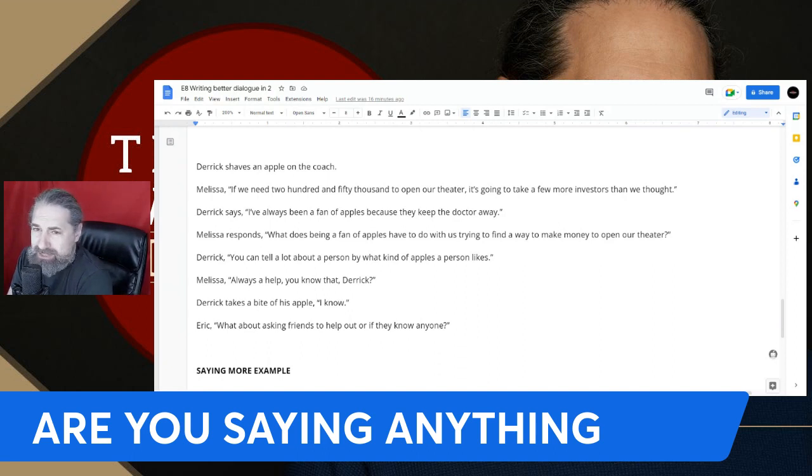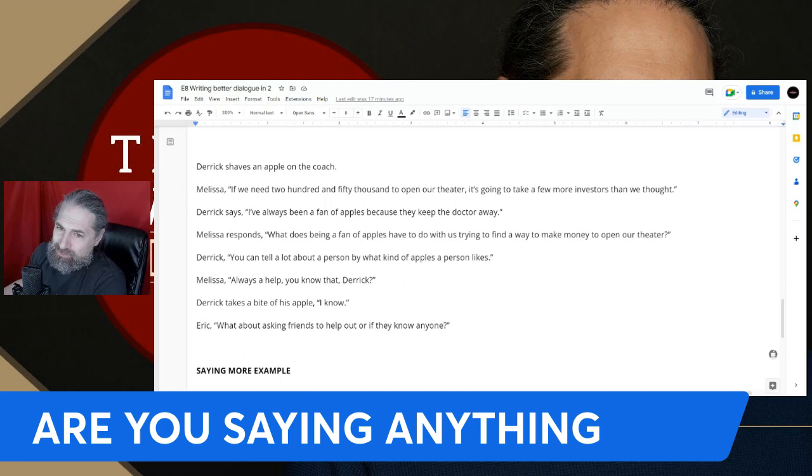So this is the example of nothing really being said when it comes to Derek. Derek is just, I like apples, and he thinks apples tell you about people. Melissa is presenting the plot information. The plot is we need to raise $250,000 to open a theater. How are we going to get it? So now we know their motivation is to open a theater. What's the conflict? They don't have the money, and they're trying to figure out a solution, which is, do we ask somebody?